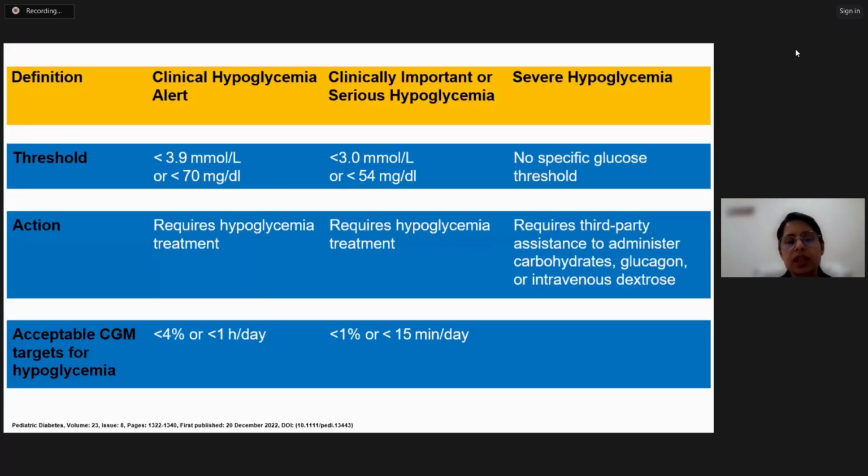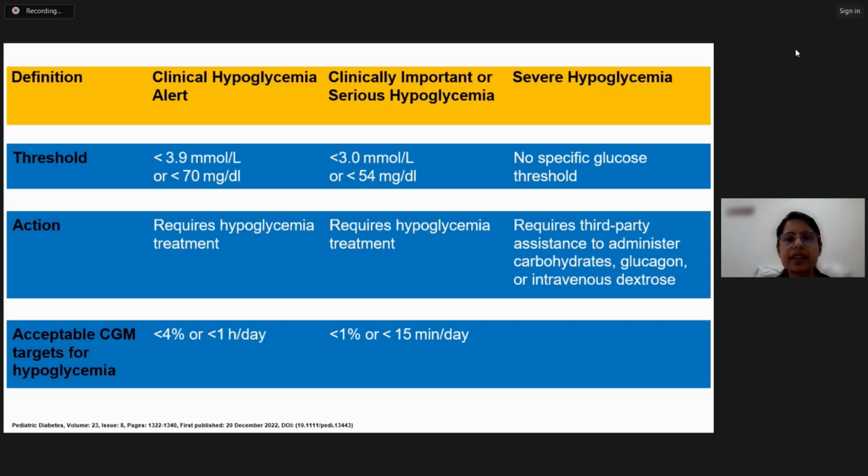As such, different people can have different intensity of symptoms at different levels. But as per ISPAD guidelines, hypoglycemia can be divided into three categories. First is the clinical hypoglycemia alert, where the threshold level is less than 3.9 millimoles per liter or less than 70 milligram per deciliter. The moment blood glucose drops below this level, action needs to be taken to treat hypoglycemia. The acceptable CGM target for this range is less than 4%, or less than 1 hour per day.